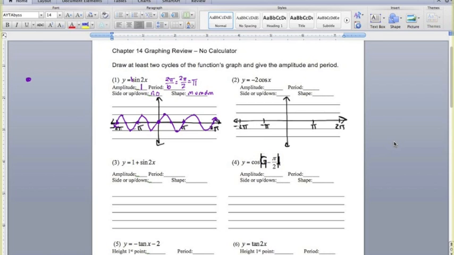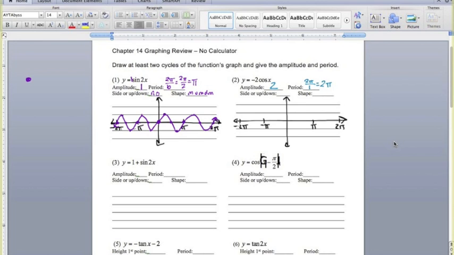Amplitude for this one. Positive 2. So our amplitude is a multiplier in front of the trig function, but an amplitude being a height is always a positive value. The period of this is 2 pi divided by 1. There's just a 1 in front of the x, so our b value on this one is 1. So our period length is 2 pi.